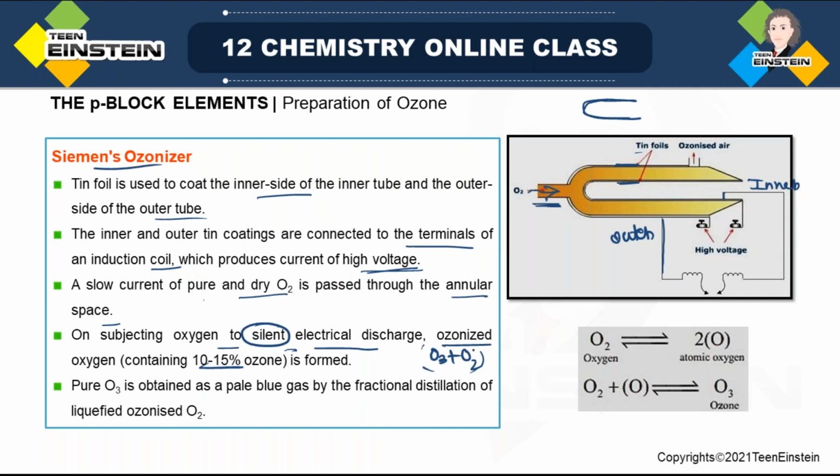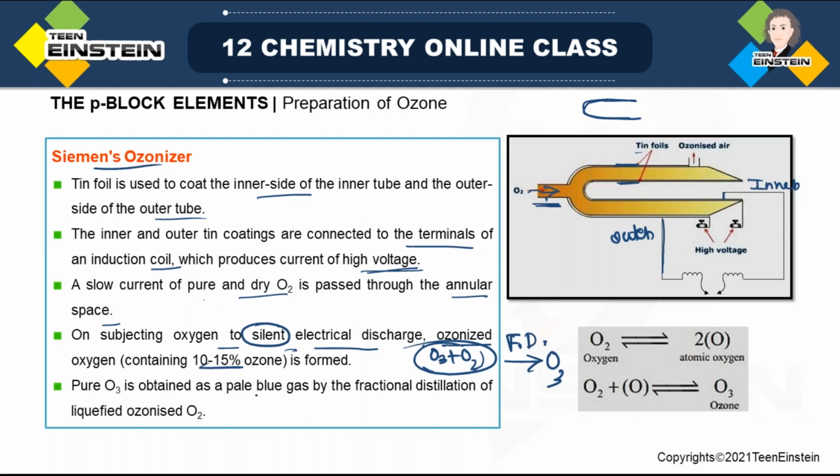So ozonized oxygen, this mixture you will get. That means you are not getting pure ozone. You are getting ozone, but it is still mixed with unreacted oxygen. Now how to get finally pure ozone from it? Pure ozone can be obtained if we do fractional distillation.